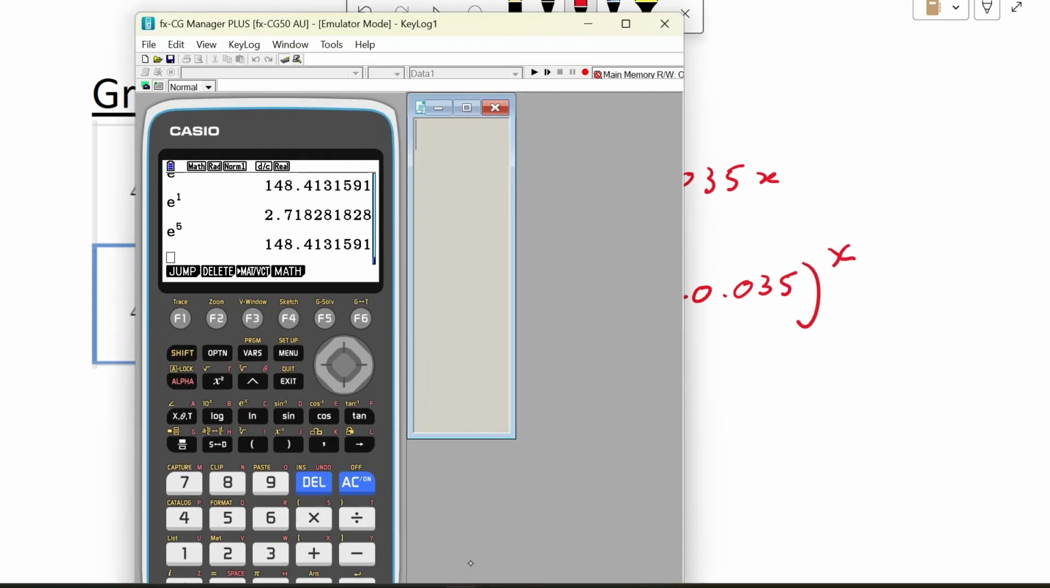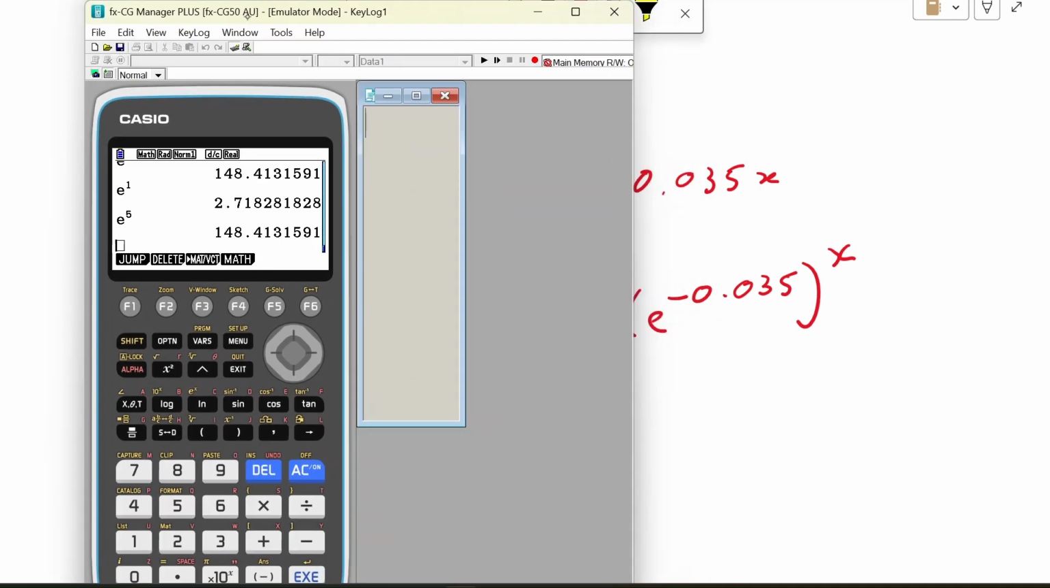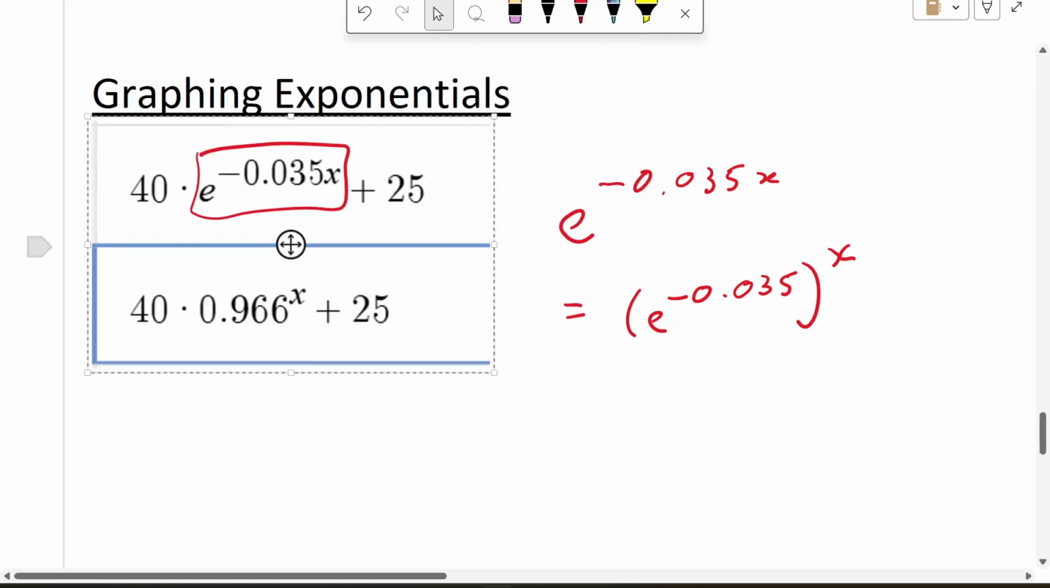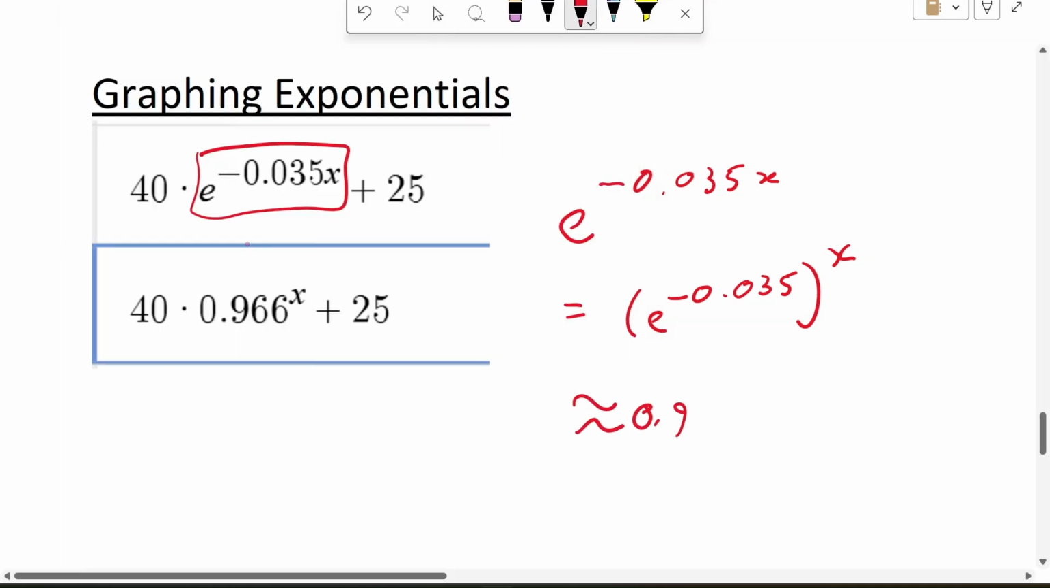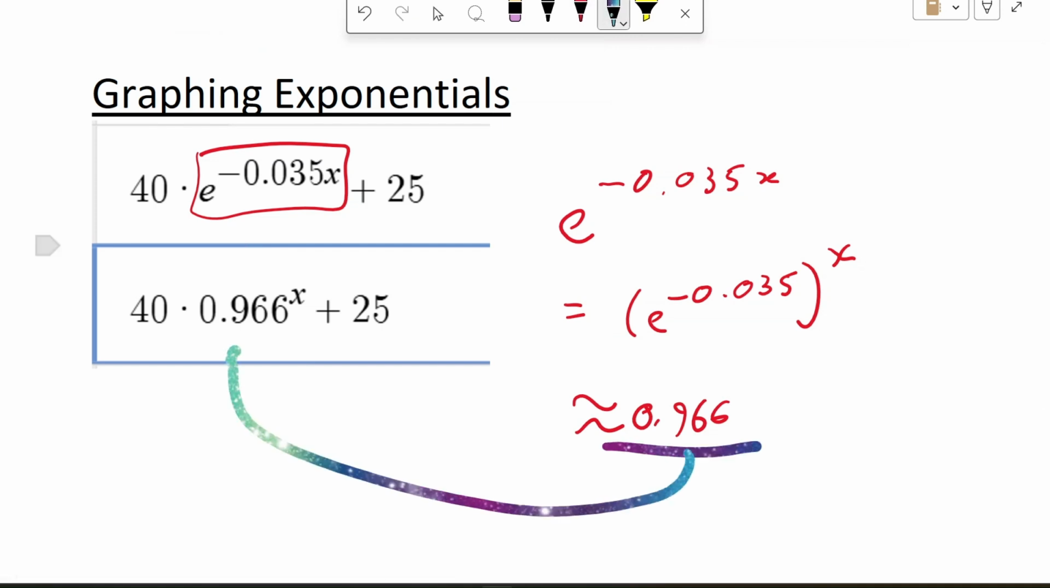And then in our calculator, we can work out what that thing is. So it's e all up to the power of minus 0.035, and we get this number, which is about 0.966. So roughly equals 0.966. And would you look at that? That number is exactly the same as what we had in the other model. So these two models are just different ways of talking about the same equation.